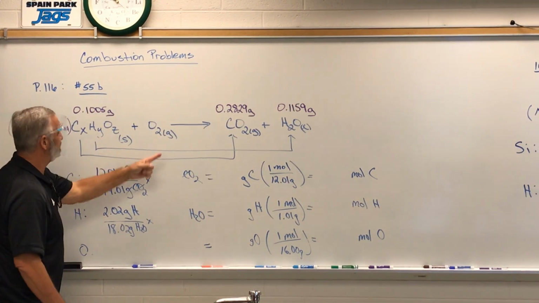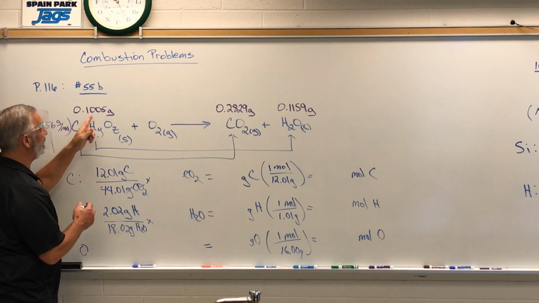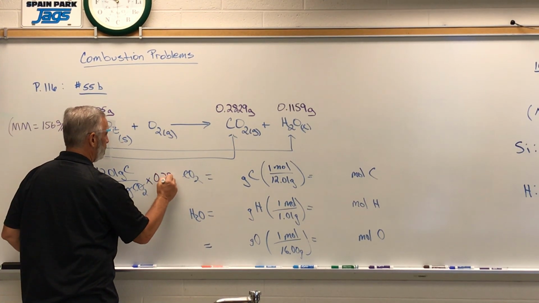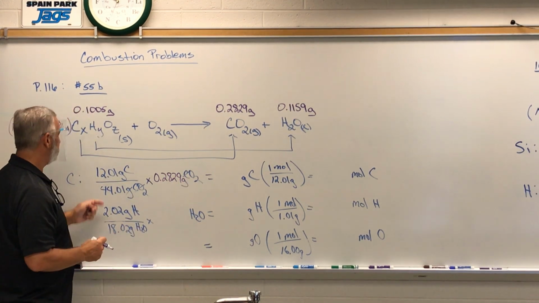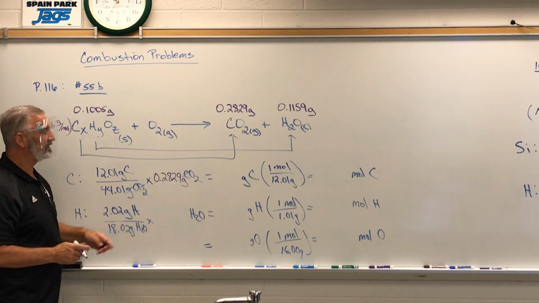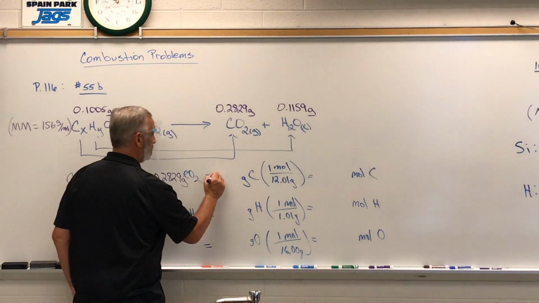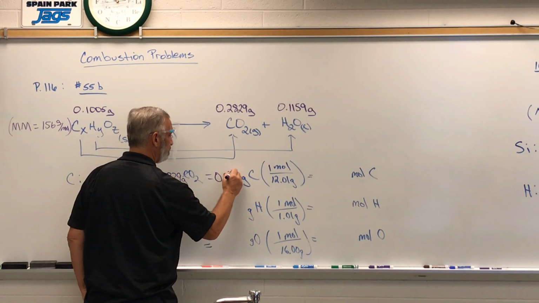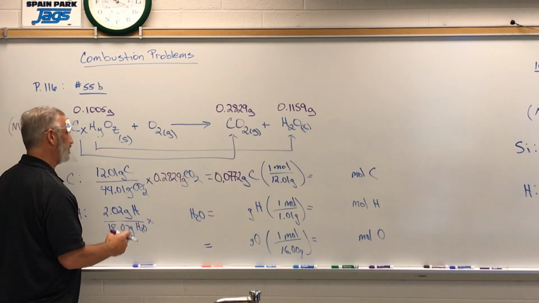So to get the grams of carbon, I'm gonna take the percent composition of carbon, but I'm gonna multiply it by the sample of carbon dioxide. So when I do 0.2729 times this, how many grams of carbon do I get? 0.07721. Okay, we'll just say we stick with 3, although we really should have 4.